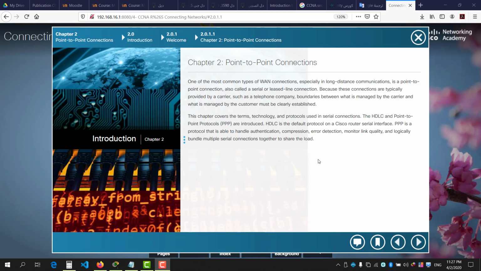Here we will discuss two important protocols that are used. I know that there are many protocols that can be used in the WAN connection, but in this course it will focus only on two protocols. HDLC is the first one, and the second is the point-to-point or PPP protocol. So this is where the title of the chapter, point-to-point connection, comes from.